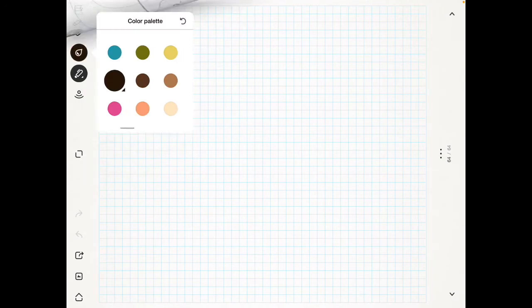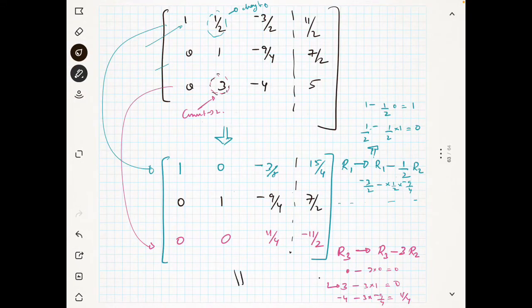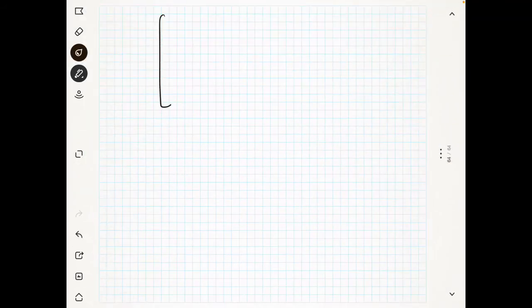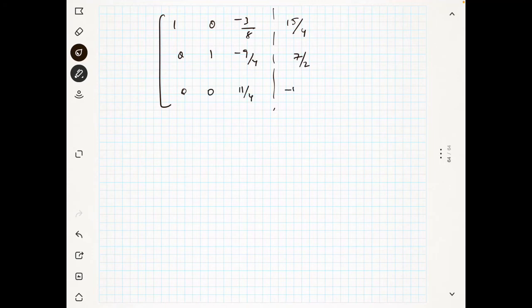Now I will write this matrix again. Okay, this becomes 1, 0, minus 3 by 8, then 15 by 4. This becomes 0, 1, minus 9 by 4, and this is 7 by 2. This is 0, 0, 11 by 4, and minus 11 by 2. So I got it. Now I am going to change my row 3.